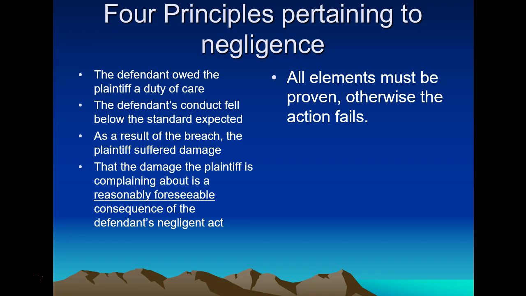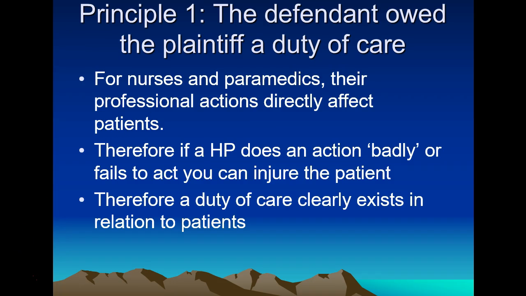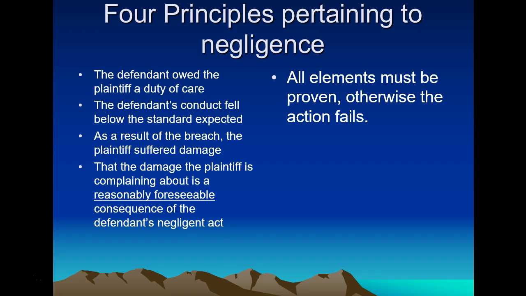To be professionally negligent, all 4 elements must be established. The 4 elements are: that the defendant owed the plaintiff a duty of care. The defendant in this case is the nurse, the plaintiff is the patient. The nurse's conduct fell below the standard expected. As a result of the breach, damage must be done to the patient and must be proven. And that the damage the patient is complaining about is reasonably foreseeable and a consequence of the nurse's or doctor's negligent act.